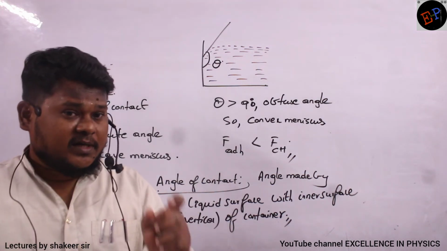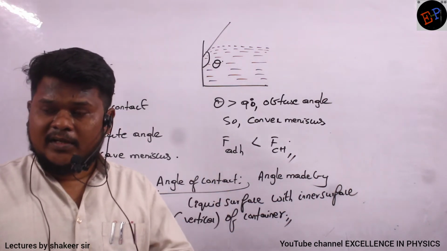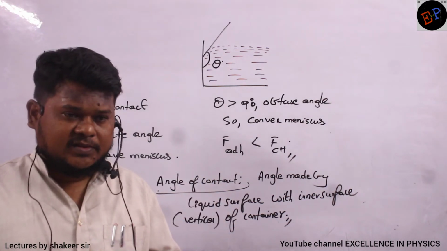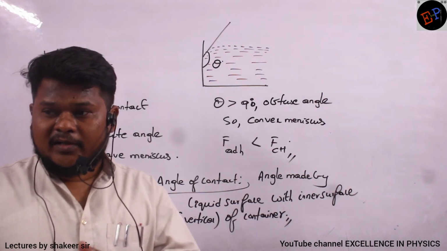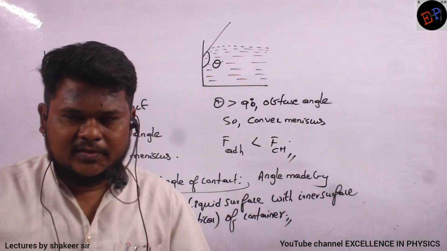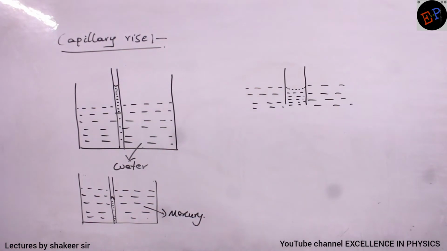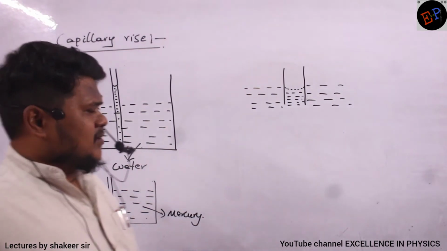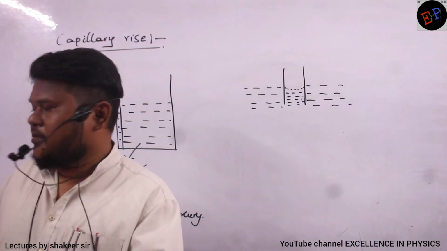If theta is less than 90, it means definitely it is an acute angle. If it is an acute angle, it means it is a concave meniscus. If it is a concave meniscus, it means that adhesive forces are greater than cohesive forces. This is what you have to understand. Okay? So the next important topic which we are discussing is capillary rise.